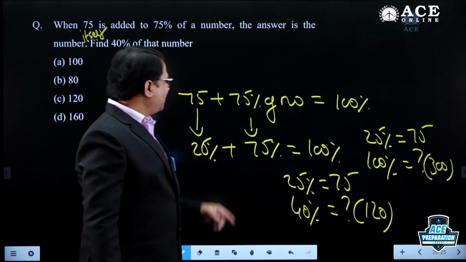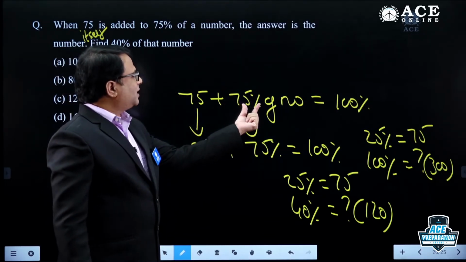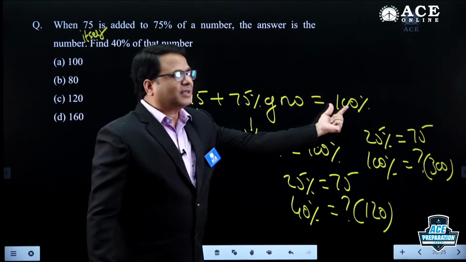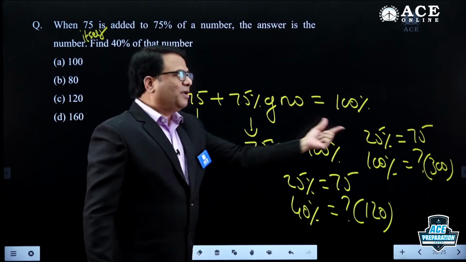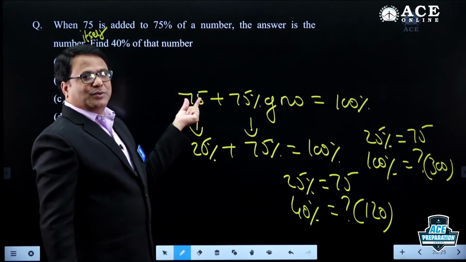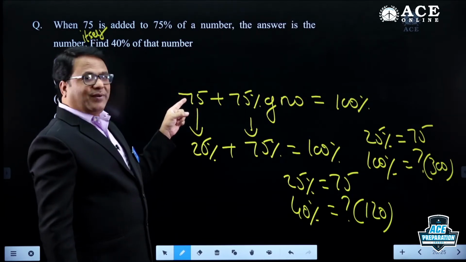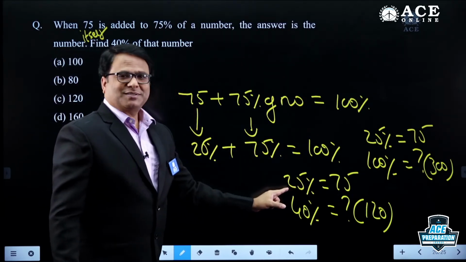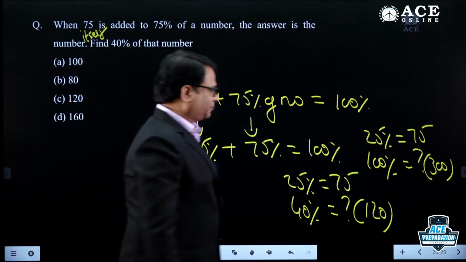I hope you understand how this 75 is equal to 25%. This is already 75% and the result is 100%. So if this is 75 here and this is 100 here, then automatically this one should be equal to 25%. So, and therefore, I make this 75 equal to 25%. Okay? Right. Now, the next question.